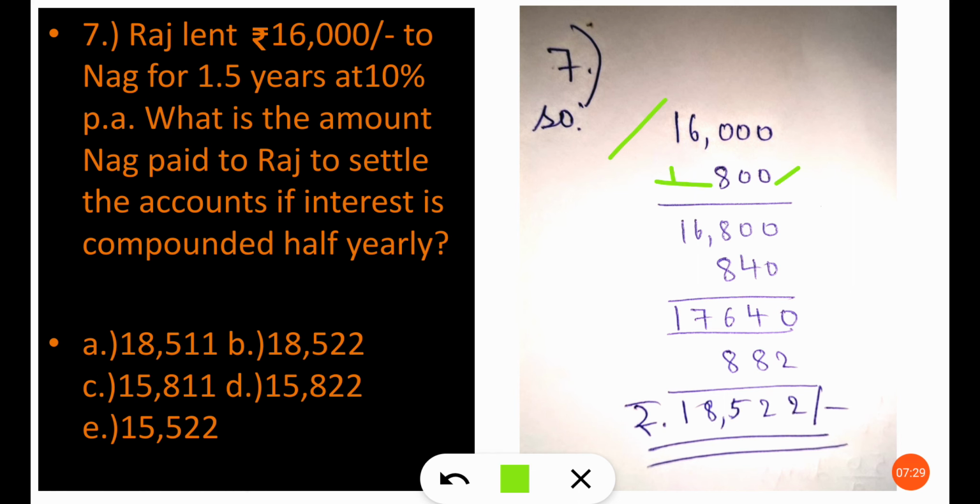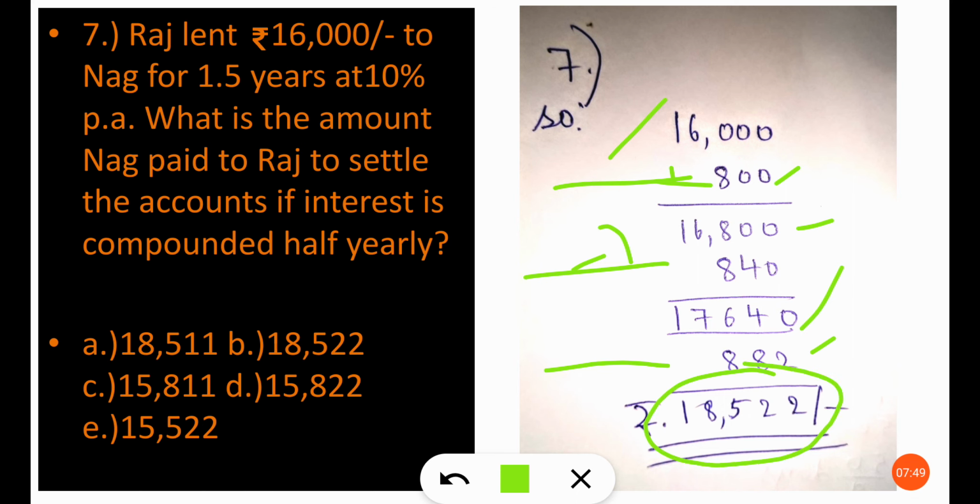16,000 plus 800 is 16,800. Again 5% of 16,800 is 840. This plus this gives 17,640. Again 5% of 17,640 is 882 rupees. First half year, second half year, third half year. Finally we get the amount 18,522. Option B is the right answer.